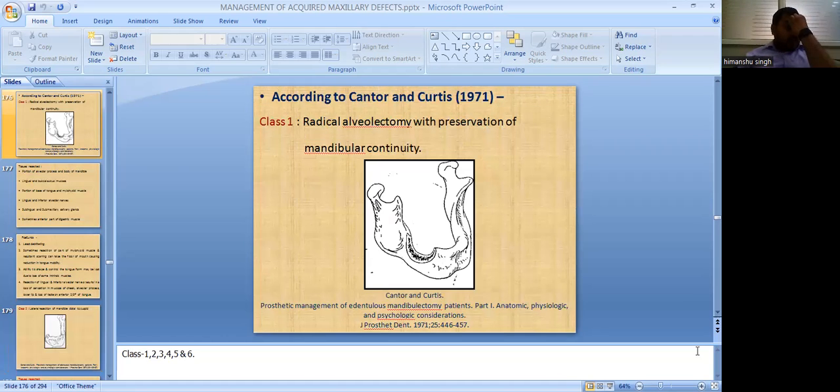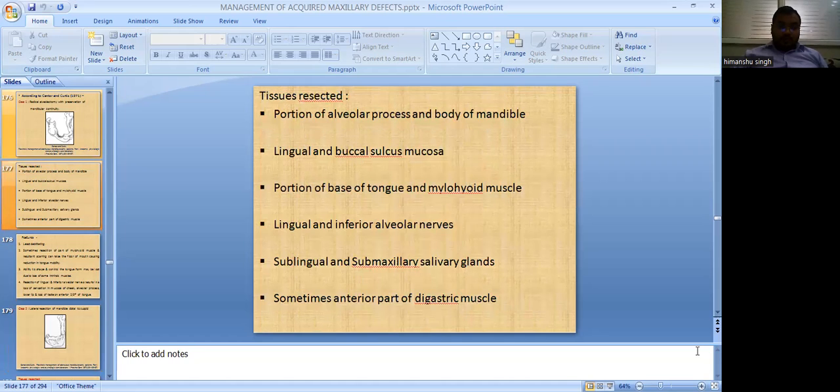Now, according to Cantor and Curtis, given in 1971, class 1 is radical alveolectomy with preservation of mandibular continuity, shown in the picture. In this case, the tissue resected includes a portion of the alveolar process in the body of the mandible, lingual and buccal sulcus mucosa, a portion of the base of the tongue and mylohyoid muscle, lingual and inferior alveolar nerves, and sublingual and submaxillary salivary glands. Sometimes the anterior part of the digastric muscle is also removed.